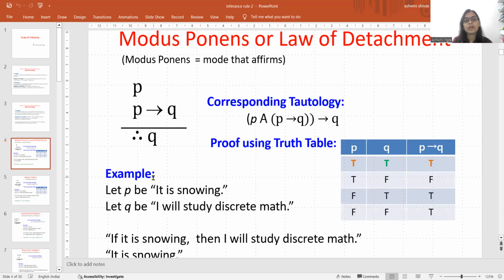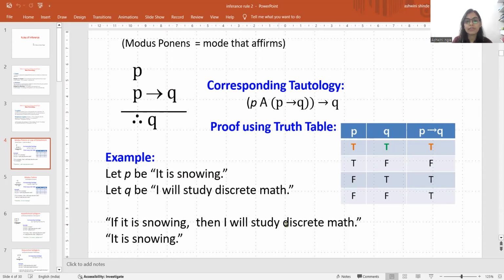The next slide starts with the types of inference rules. This is your first type, modus ponens, or we can say law of detachment. Here two premises are there: P, and P implies Q. P is, it is snowing. It's your first premise, and the second premise is P implies Q. If P then Q, that means if it is snowing, then I will study discrete math. And your conclusion becomes Q, that is, I will study discrete math.